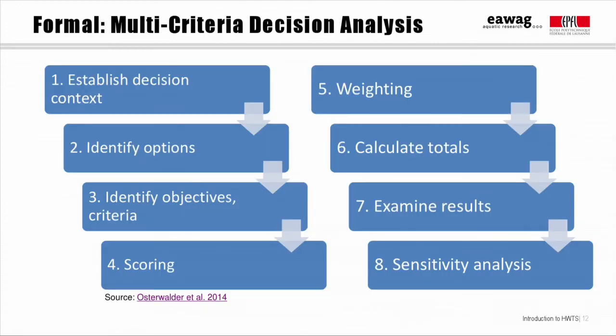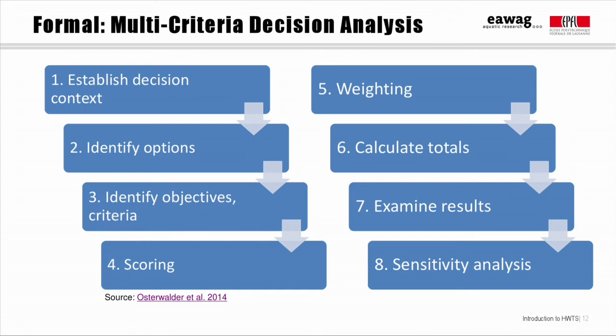One way to overcome that problem is to make a more formal optimization with quantitative scoring and weighting of different criteria. There are different frameworks for this with different names. This one here is multi-criteria decision analysis. But the basic idea is usually something like this one. We've talked already about establishing a decision context, and of course you have to come up with a list of potential options for consideration. And then we've also talked about objectives or criteria.